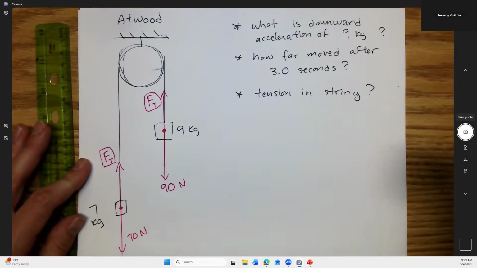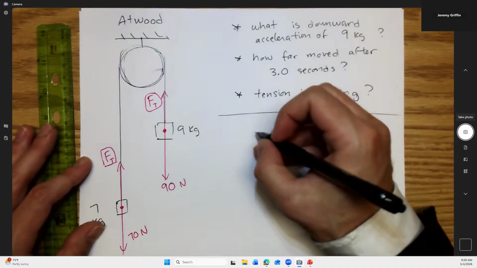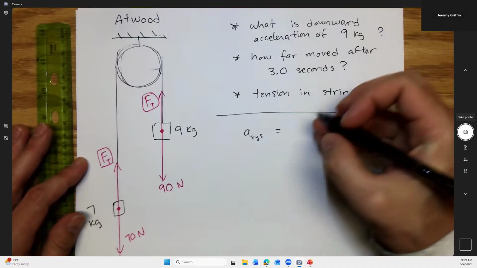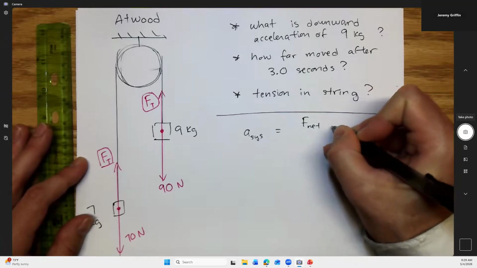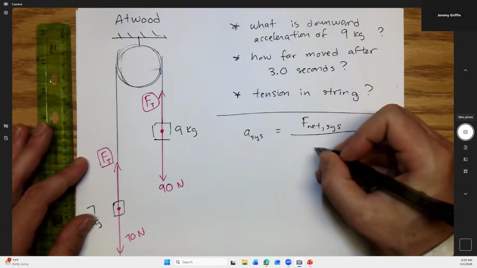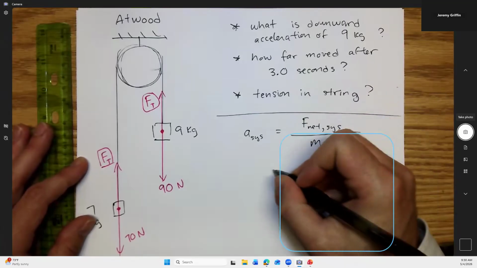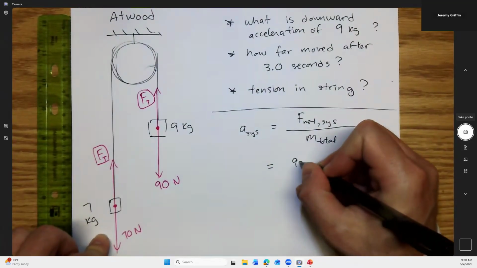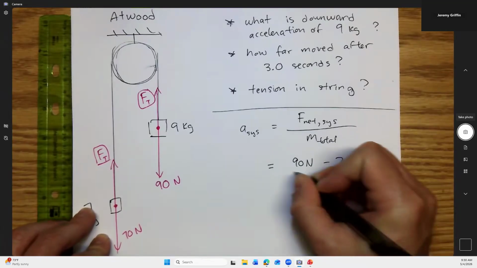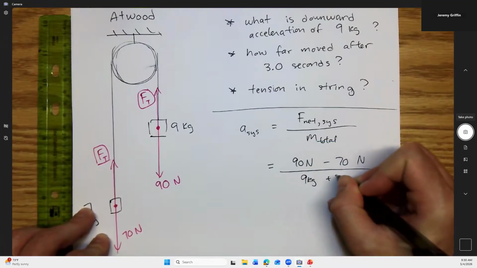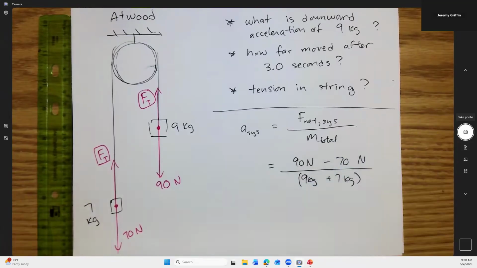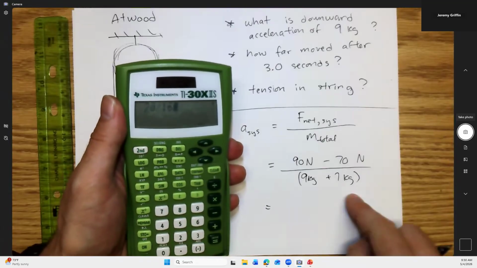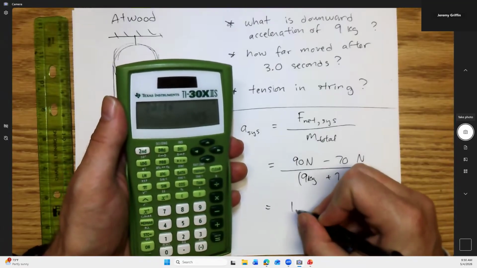I'm going to set up the acceleration for the whole system, which would also answer the downward acceleration of the large block. It's F net on the whole system over M total. From the whole system approach, can I say 90 newtons minus 70 newtons, acting on 9 kg plus 7 kg? So I have a 20 newton net force acting on 16 kilograms.